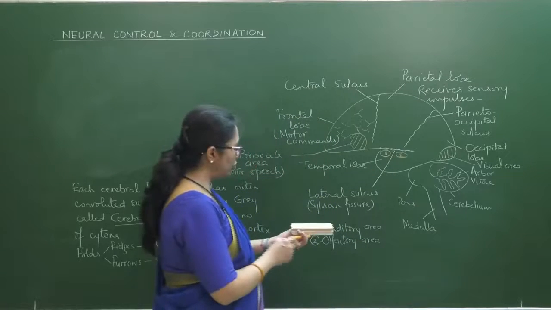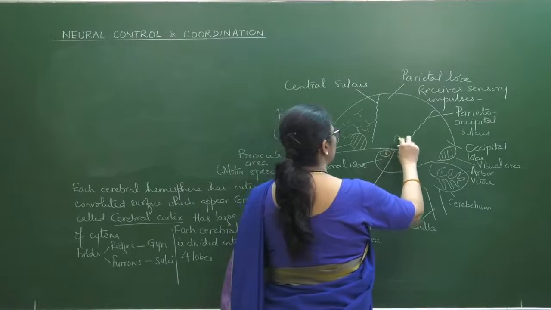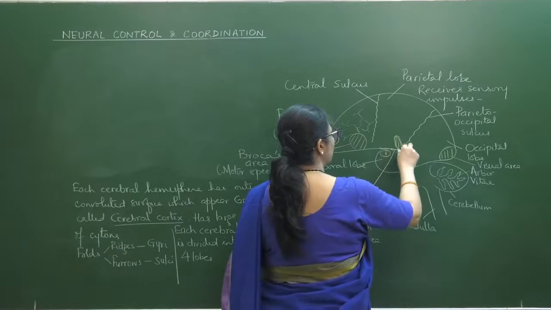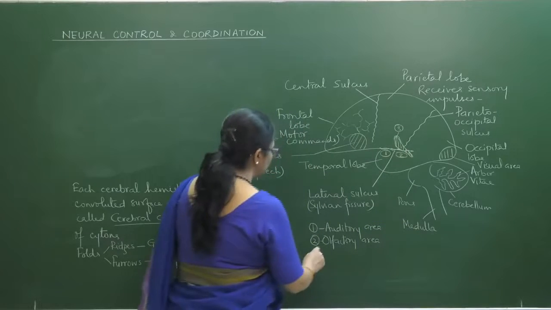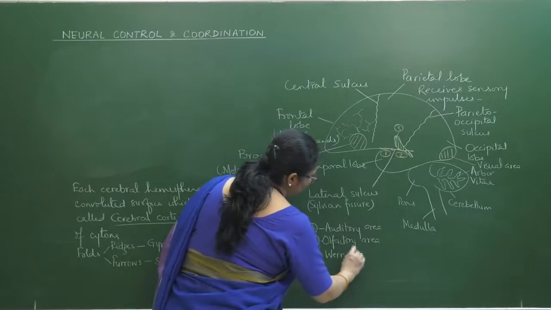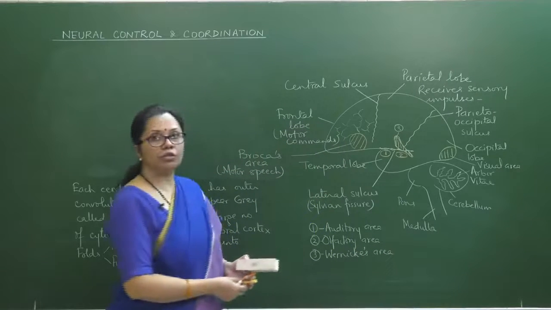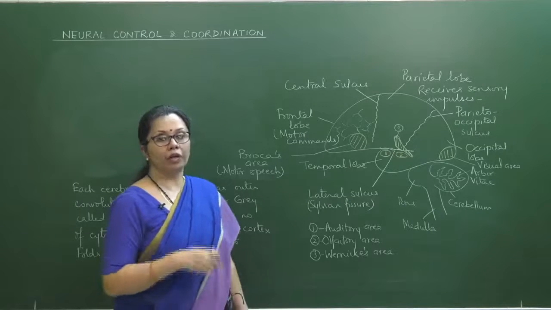And one more area let me mark, that is in the parietal, and it continues in the temporal also. This one, let us mark it 3. This one is Wernicke's area. Now Wernicke's area, you see, is your sensory area, which is for language.